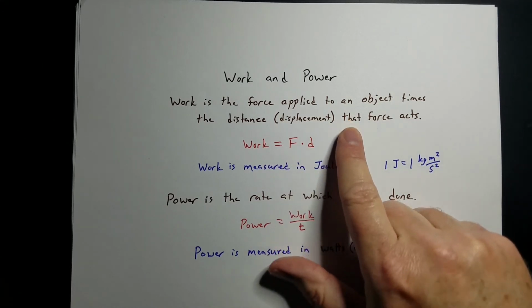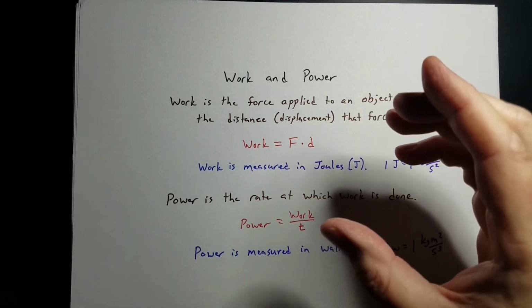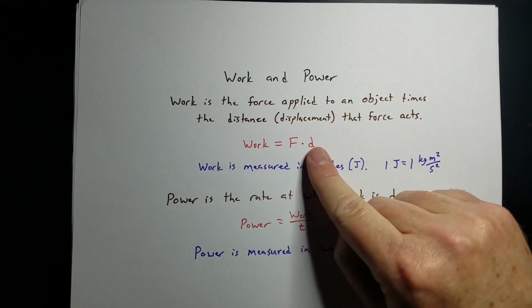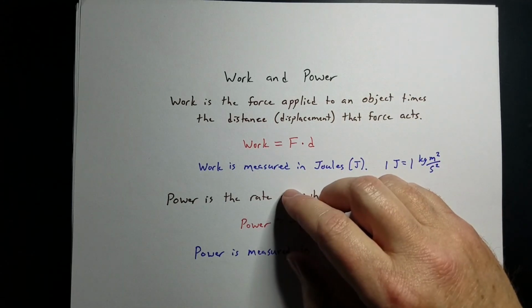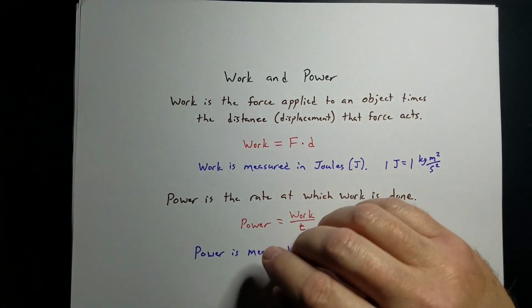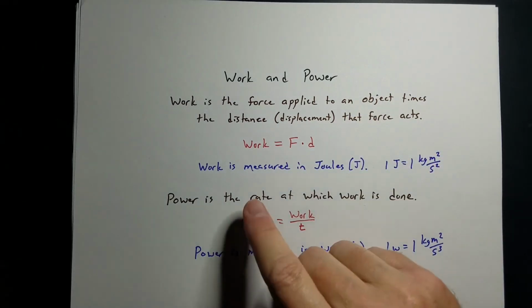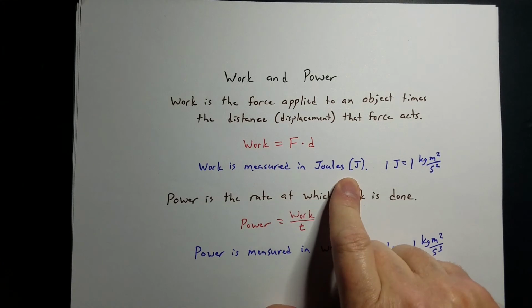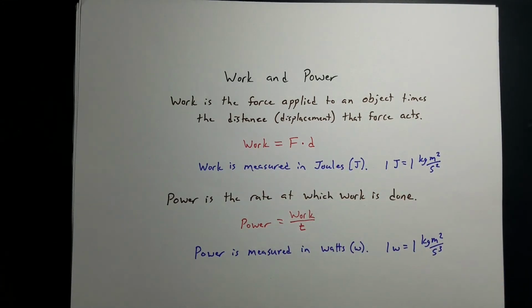If force and distance are all in the same direction, then we can. So if I pick something up, the force is up, the distance is up, we can multiply them together to figure out the work done. But if they're not, then we can't multiply them together. So work is measured in joules, same thing as energy. And 1 joule is 1 kilogram meter squared over second squared.